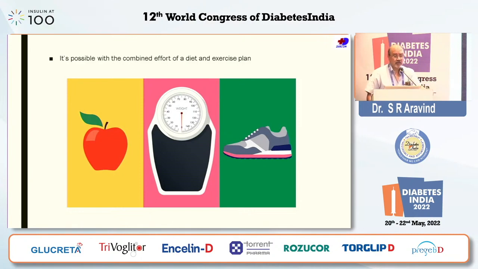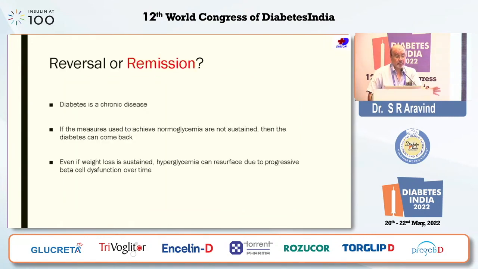Now, is it possible? With all the combined efforts of diet and exercise and meal plan, can we actually reverse diabetes, or can we keep it in remission for long periods of time? We know it's chronic. If the measures used to achieve normoglycemia are not sustained, then the diabetes can always come back. And there's enough evidence and proof. Even if weight loss is sustained, hyperglycemia can resurface due to progressive beta cell dysfunction over time. We have evidence even for this. So at this point of time, I don't think we should use the word reversal. Remission is probably a better word.